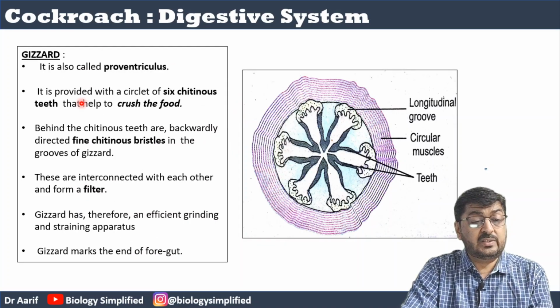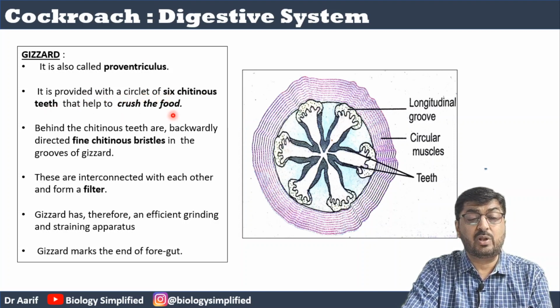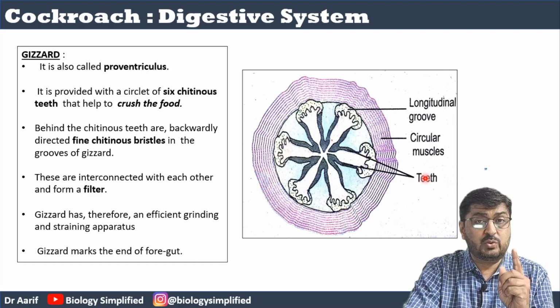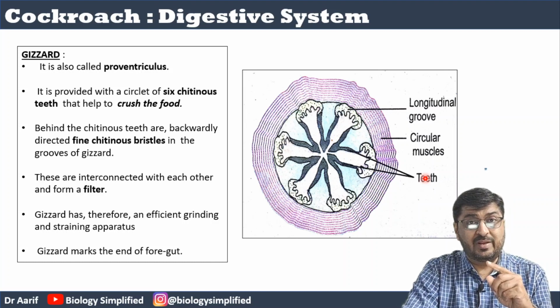Okay, it is provided with a circlet of 6 chitinous teeth that help to crush the food, right. Can you look at these gray structures, V-shaped gray structures, right? 1 2 3 4 5 6, right now. So 6 circlet of teeth marked accordingly here to crush the food. So crop is only storing the food, right.